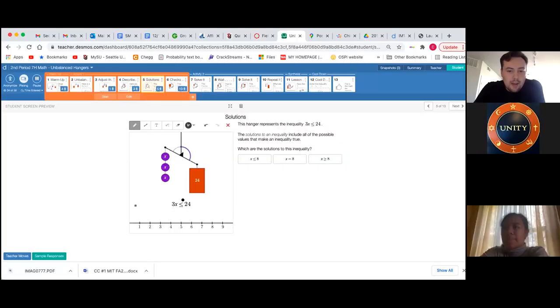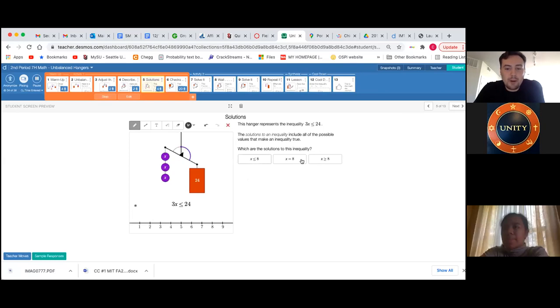And again, I still see a few of you on that. We can see that we have another inequality where 3x is less than or equal to 24. And we have a scale here, or a hanger, that is demonstrating that visually. And so to the right, we have some possible solution sets or possible solutions.